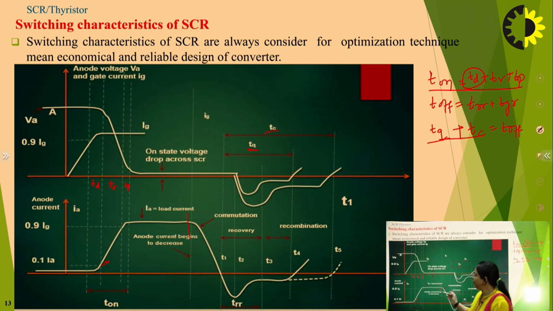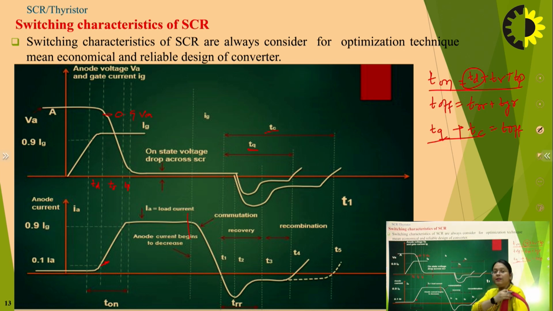Okay, or we can define the delay time as the time during which the anode current rises from a small leakage current towards 0.1 Ia, that is 10% of the anode current. Or we can define the delay time as the time during which the anode voltage falls from the initial value of the anode voltage towards 0.9 VA, that is 90% of the anode voltage.